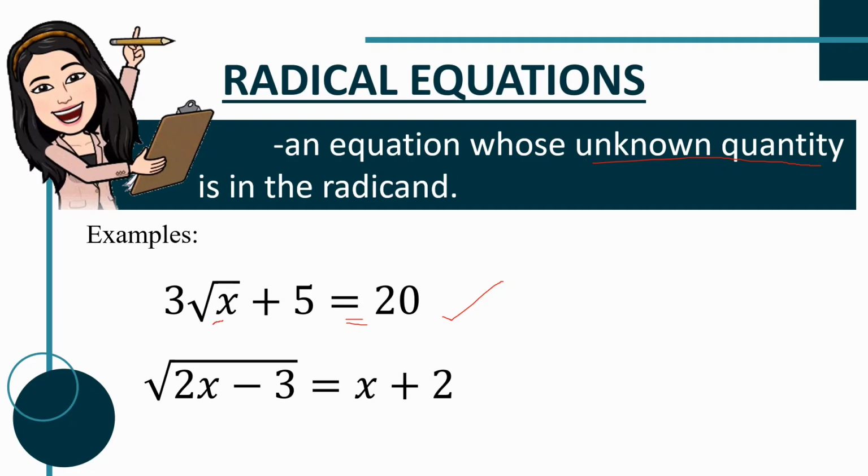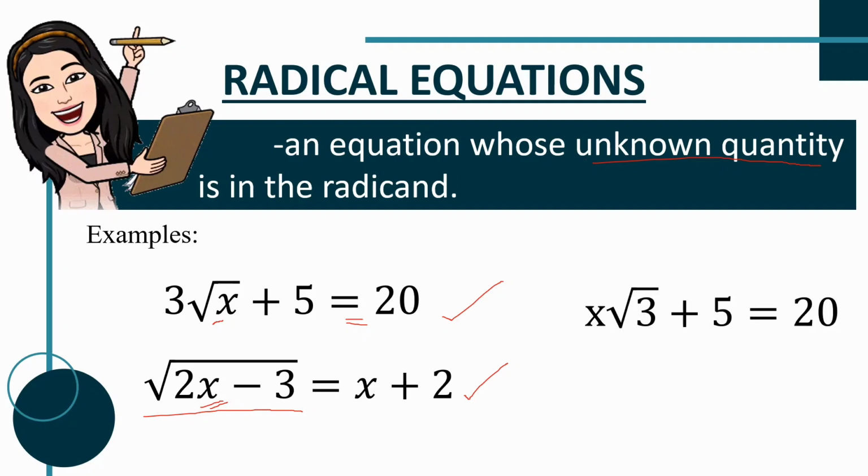Another example. We have square root of 2x minus 3 is equal to x plus 2. So here we have a radical expression which is square root of 2x minus 3. Since we know that the unknown quantity or the variable belongs to the radicand, therefore this is an example of a radical equation.